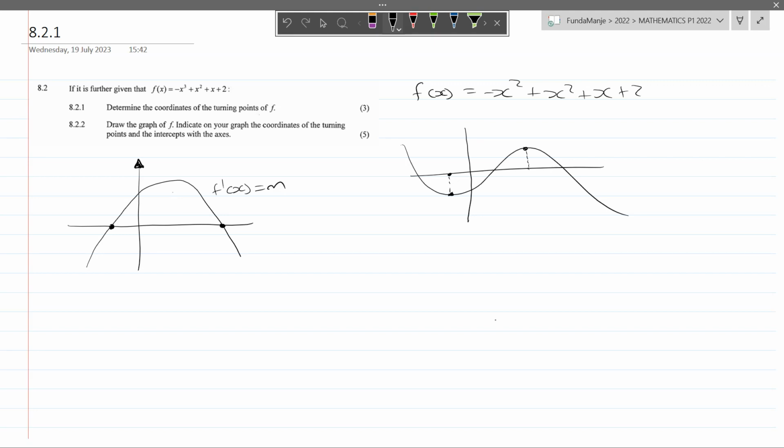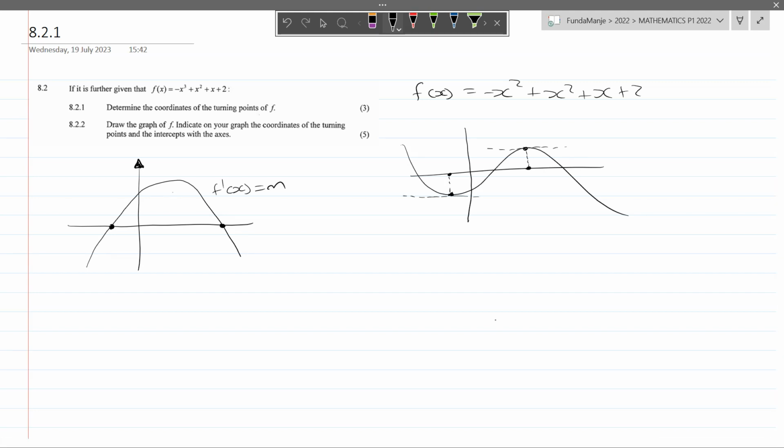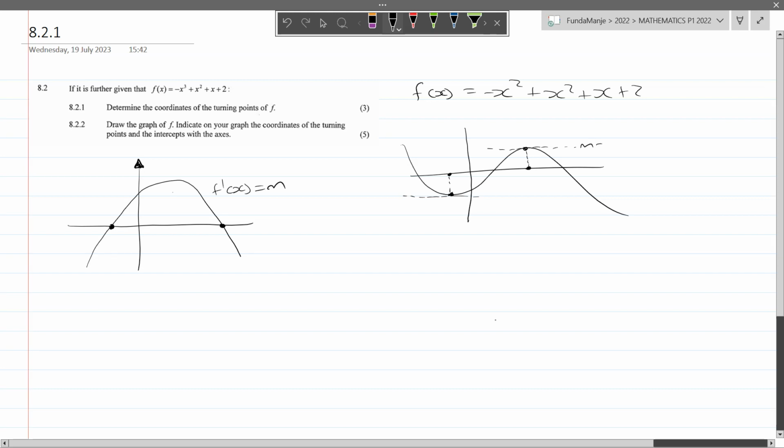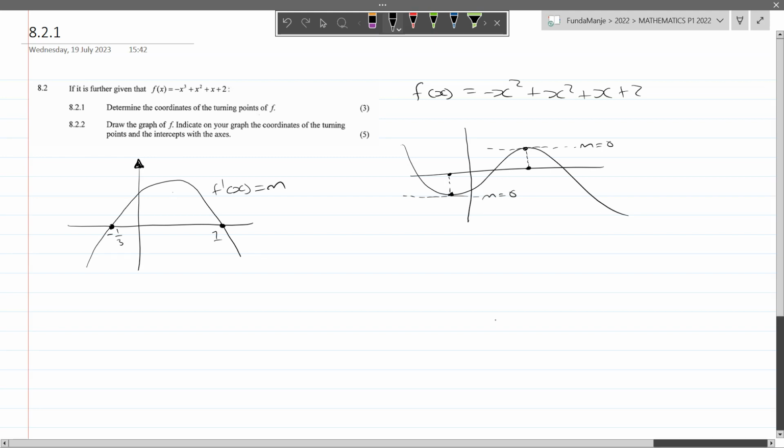So what are the x values for which the gradients are equal to 0? Because at the turning points, the gradient is stationary or equal to 0. So we basically look at our function that we had in the previous question. We saw that it was 0 when x was minus 1 over 3 or when x was equal to 1.